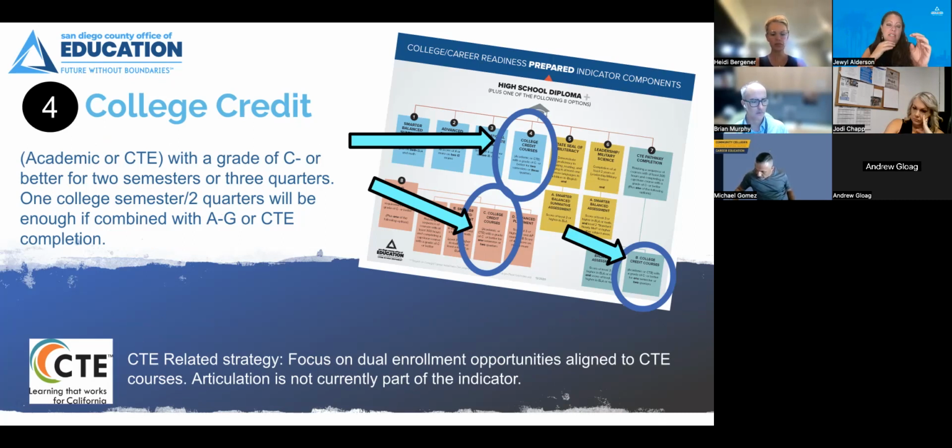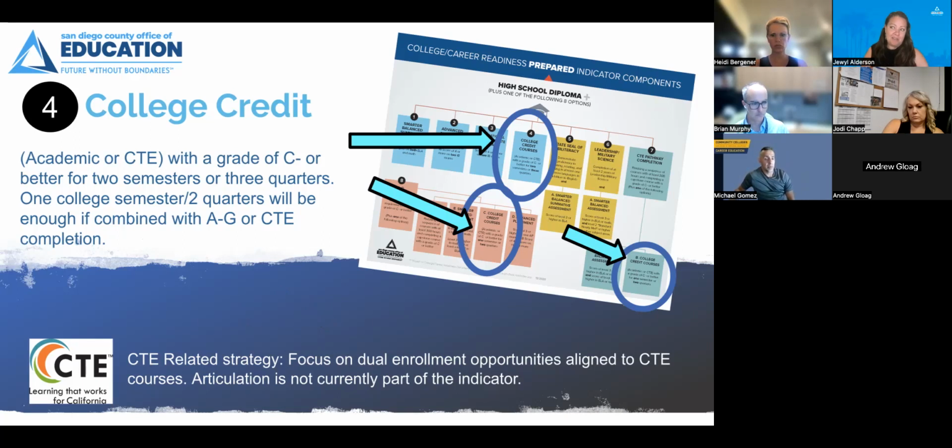So if you're creating CTE pathways, sometimes you want to do a 2-year sequence followed by a 3rd year that's dual enrollment. And so you can do kind of a 3-year pathway where the 3rd year is actually college credit. You can also just do dual enrollment in any grade level of CTE that fits with the college program and that you have support to do that in.